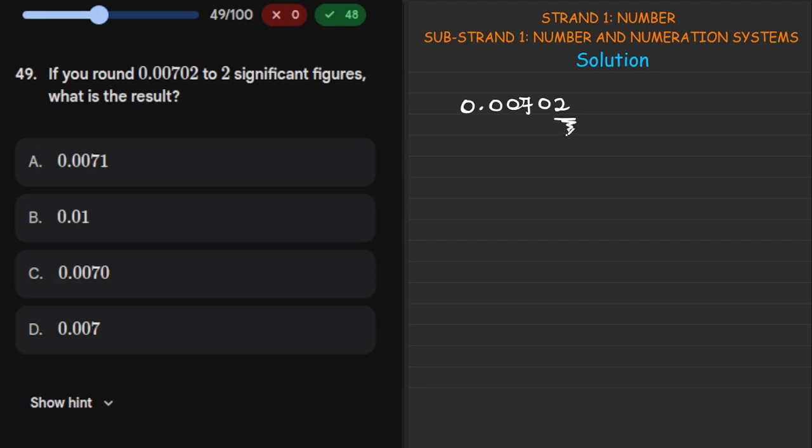Now our decider here is less than the required value to round up. So in rounding to 2 significant figures, we are just going to get a 0.007 and then 0. That is to 2 significant figures. So that is our C.